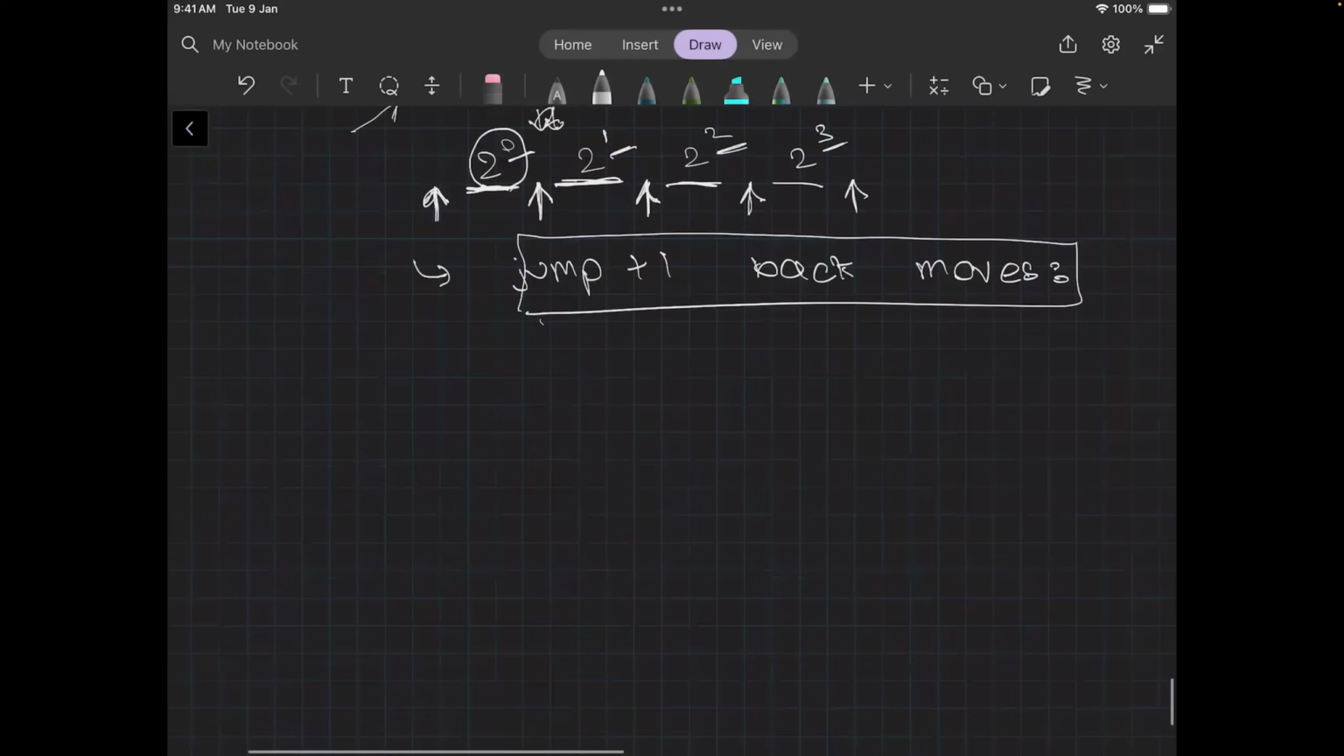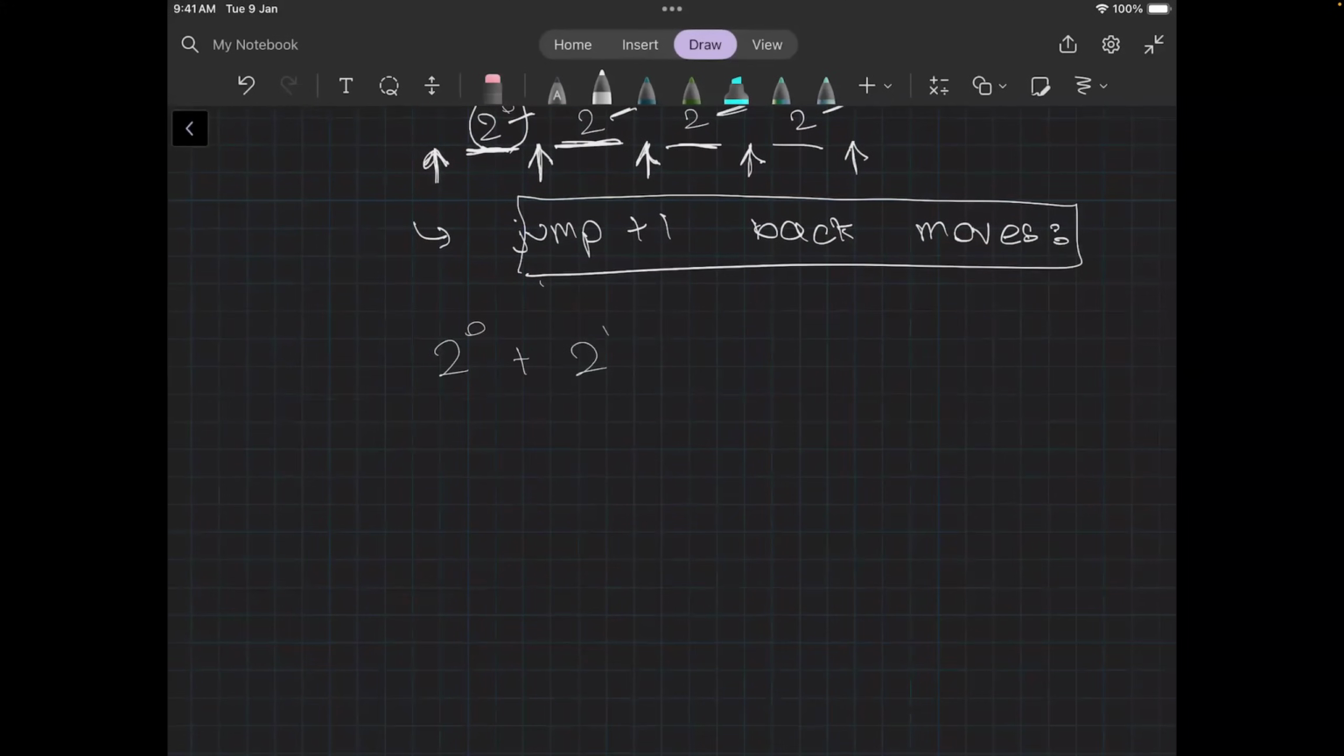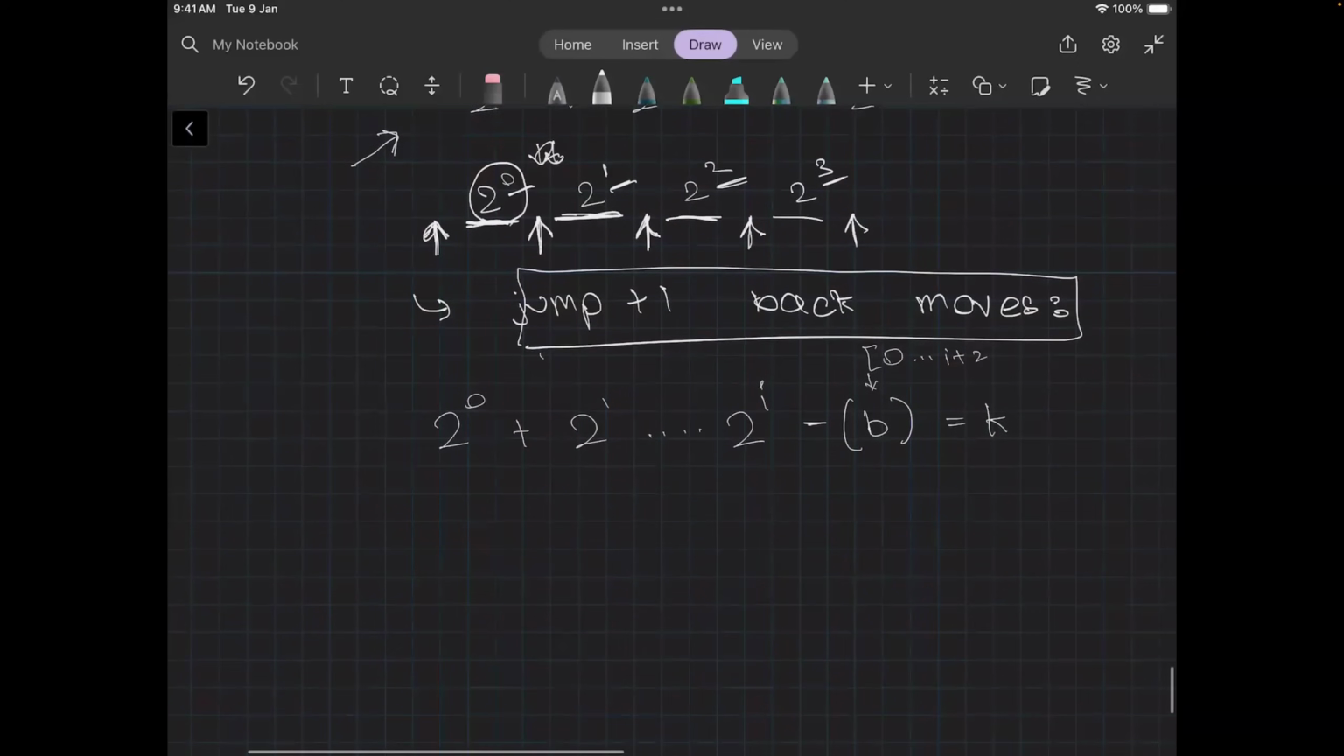Now, basically 2 raised to 0 plus 2 raised to 1, and so on and so forth, up to 2 raised to I, minus whatever back moves I did. Let's say I did B number of back moves. This is equal to K, right? And this B right here is in the range 0 to I plus 1, or I plus 2, I must say, right? Yes, this is between I plus 2. Now this right here, guys, this is nothing but 2 raised to I plus 1 minus 1. Okay. This is the formula for the summation of 2 raised to 0 to 2 raised to I.